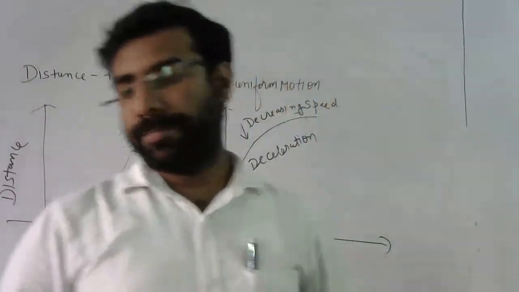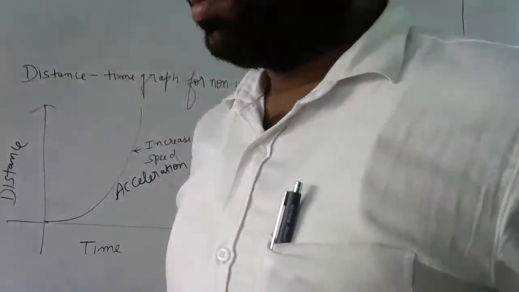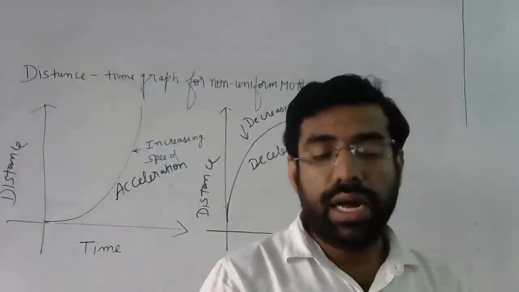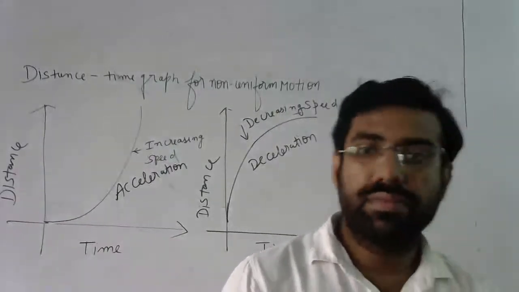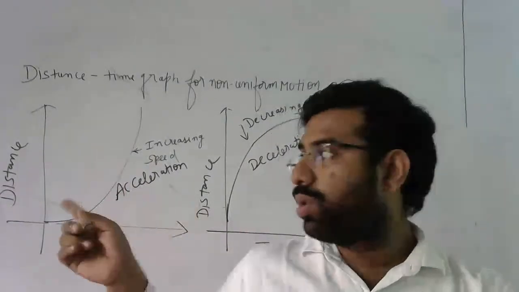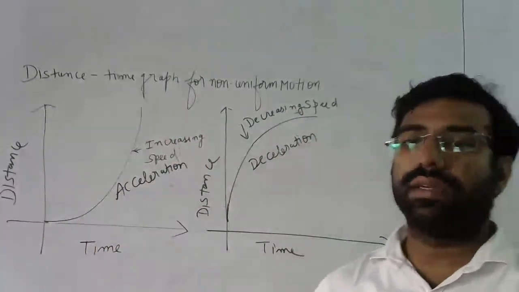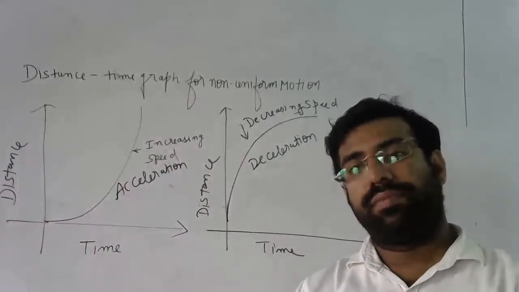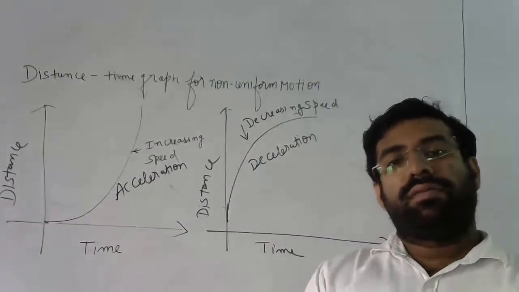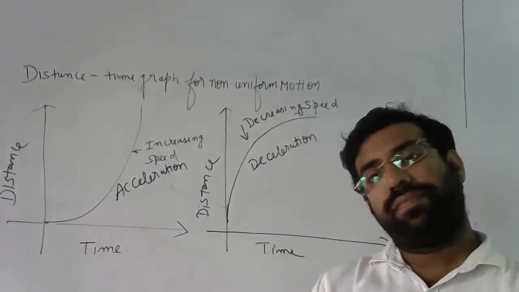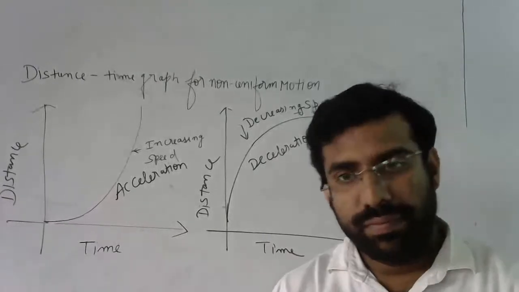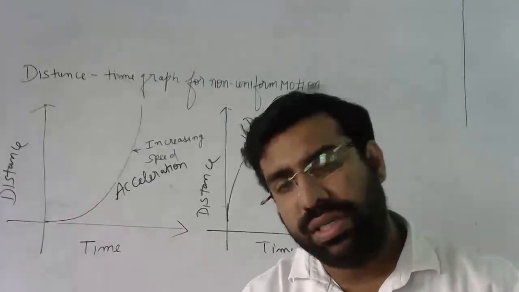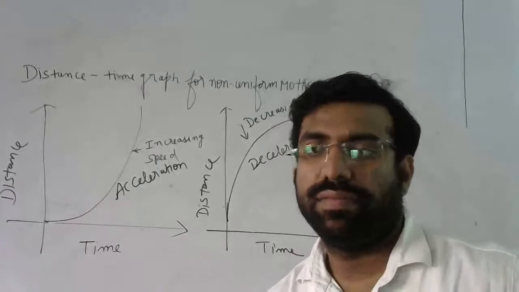Is the graph clear? Reply all of you. What graph I made on the board, that is of increasing speed and this is of decreasing speed. Graph is clear. Very few students replied. Where are the other students?